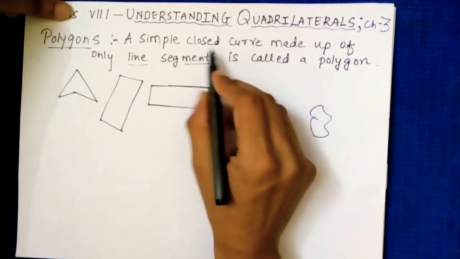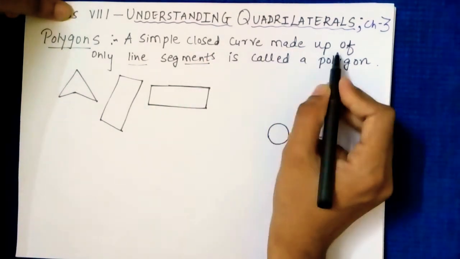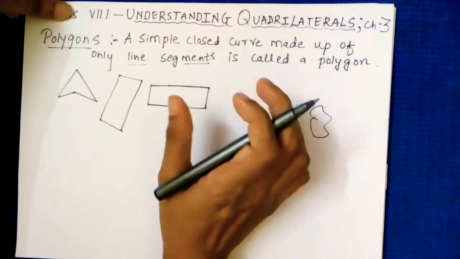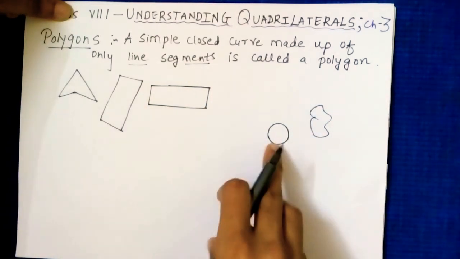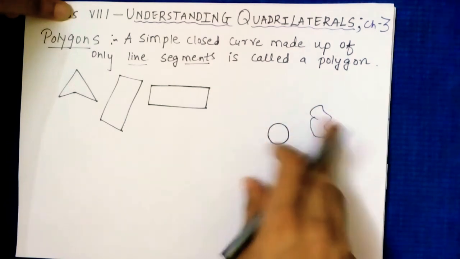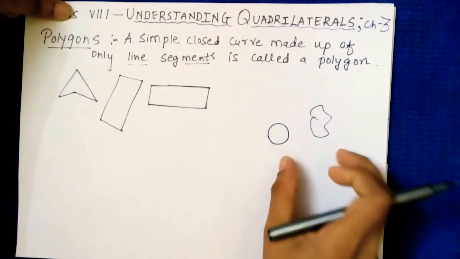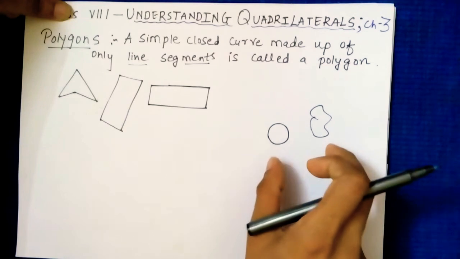So polygon means a simple closed curve made up of only line segments. It should be made up of line segments. It should have straight edges. It should not have any bent or curved part like this. This is a simple closed curve, but this is not a polygon.